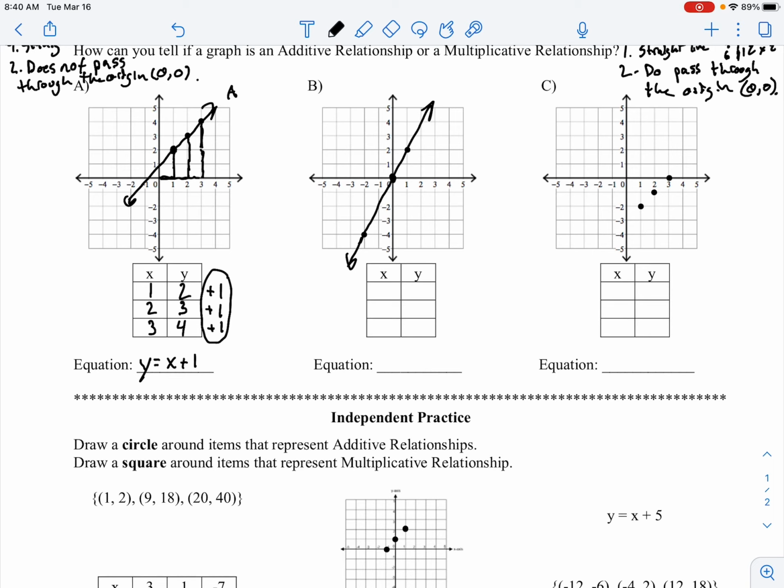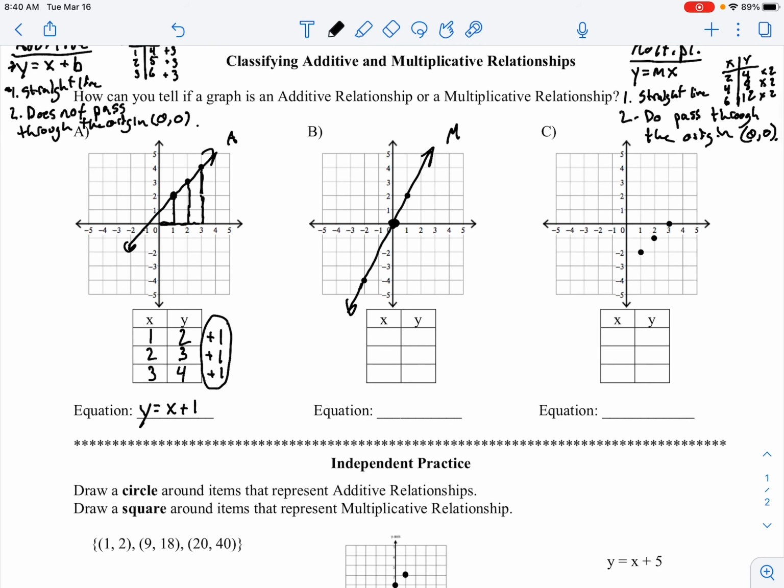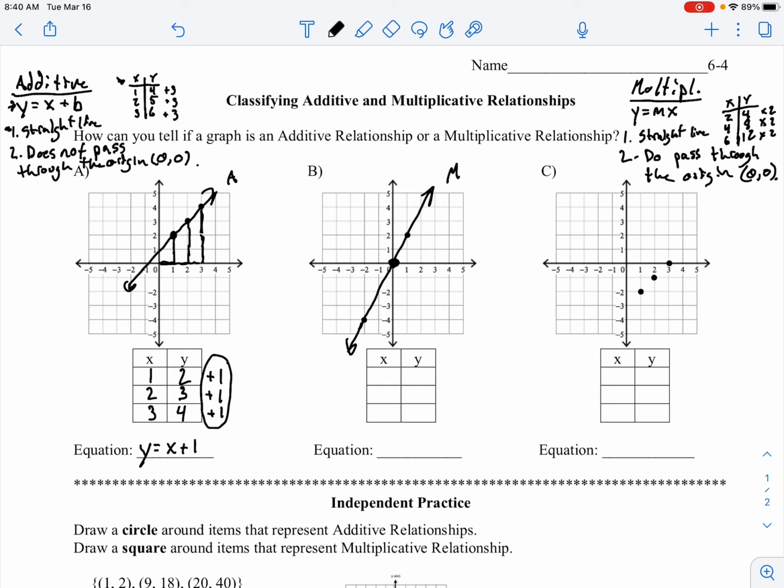All right, so now this is a straight line, and it is passing through the origin here. So we think it's going to be multiplicative based on what we talked about earlier up here. So once again, let's do our table of values and find out. So our first point here, we are going to the left 2 and down 4. So that's going to make our x -2 and our y -4. We are hitting the origin, so 0, 0. That's also why we thought it was multiplicative.